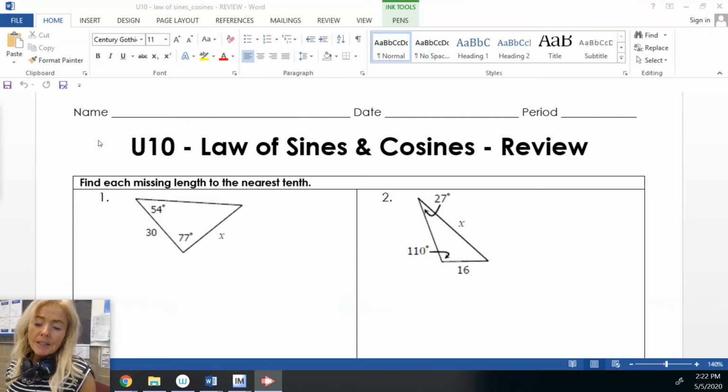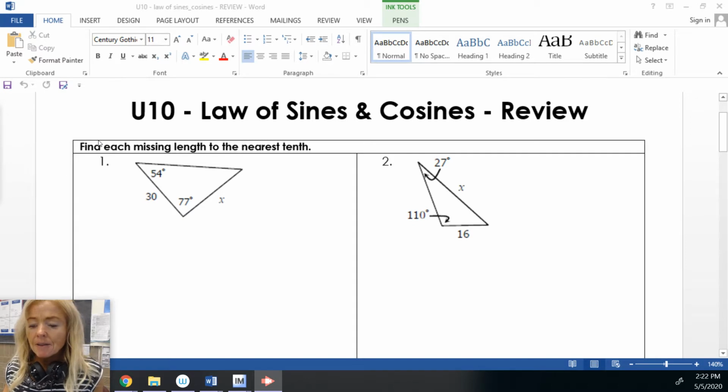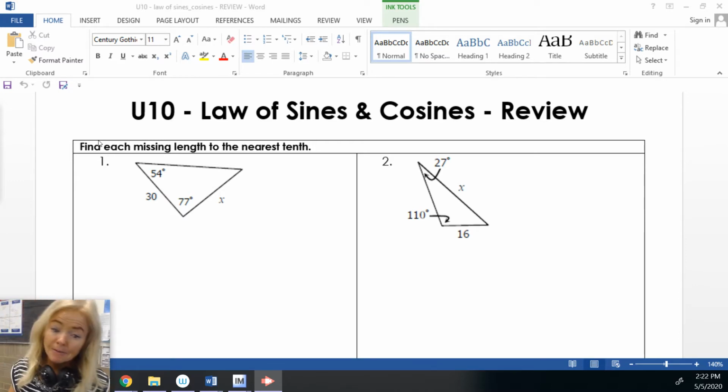We are doing Unit 10 review. So I'll probably have two videos. We'll be doing law of sines and law of cosines, so you can go through this before you take the test and do better at the test. Okay, hope you have your calculators handy because we're going to be using them for sure.